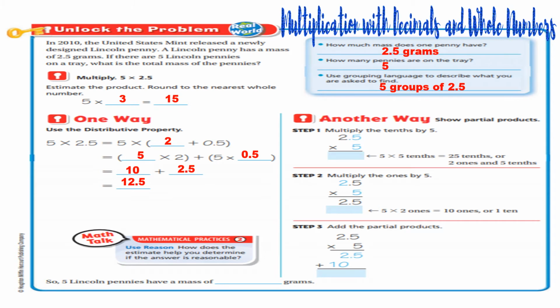Another way is to show partial products. So first, multiply the tenths by 5. So 5 times 5 tenths is 25 tenths, or 2 ones and 5 tenths. Step 2. Multiply the ones by 5. So 5 times 2 ones is 10 ones, or 10. And then step 3, add the partial products. We have 2.5 plus 10, that is 12.5. So 5 Lincoln pennies have a mass of 12.5 grams.